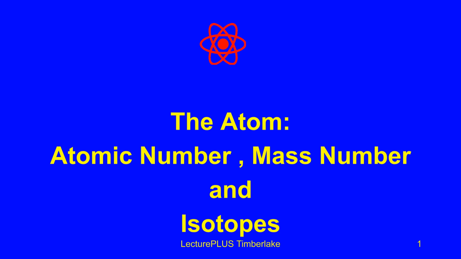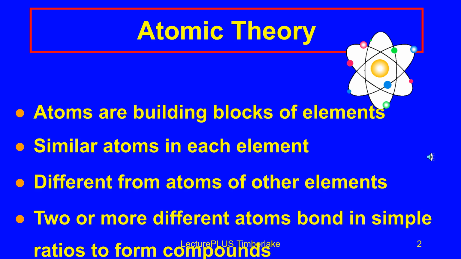This video will cover the atom, specifically focusing on atomic number, mass number, and isotopes. According to atomic theory, atoms are the fundamental building blocks of elements. Similar atoms form each element, distinct from other elements. Compounds are formed when two or more different atoms bond in simple ratios.